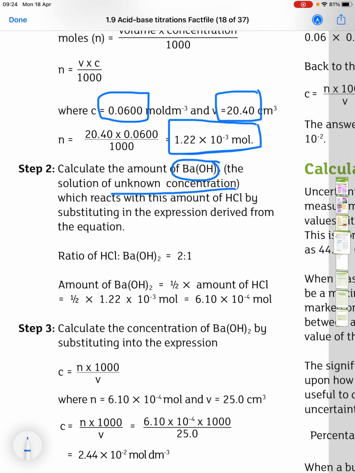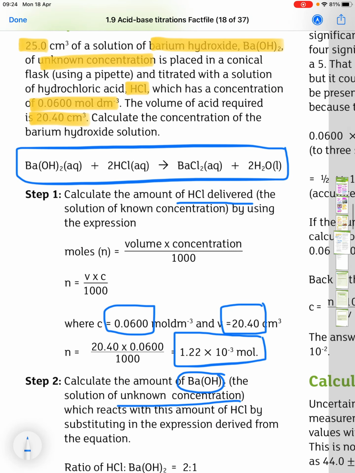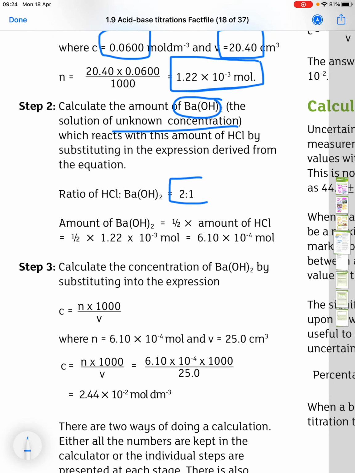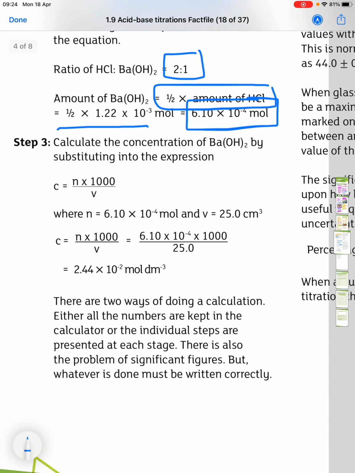Second step is to calculate the amount of barium hydroxide, which is the solution of unknown concentration, which reacts with this amount of hydrochloric acid by substituting in the expression derived from the equation. So if we go back and look at the equation, we have 1 mole of barium hydroxide and 2 moles of hydrochloric acid. So the ratio is 2 to 1. So the amount of barium hydroxide is half the amount of hydrochloric acid. So a half times 1.22 by 10 to the minus 3 is 6.1 by 10 to the minus 4 moles.